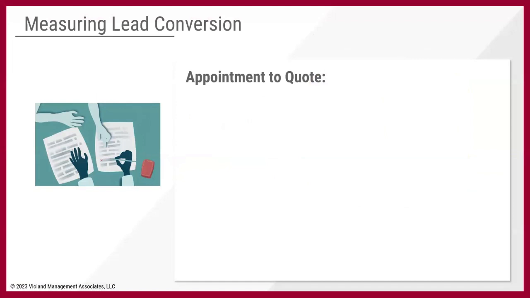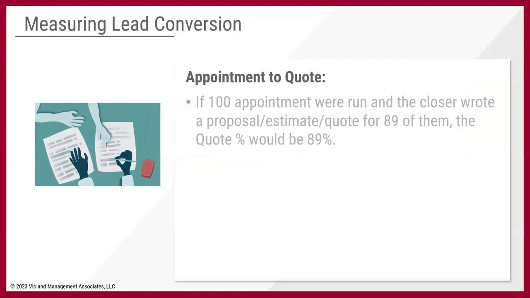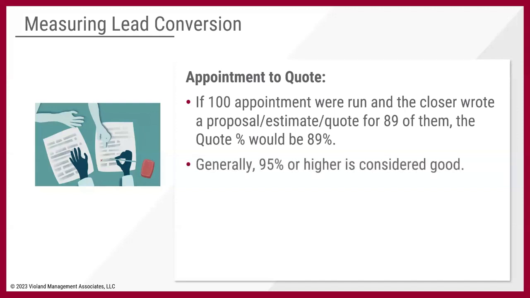So the first bus stop in that section is appointment to quote. If you had 100 appointments run and your salesman wrote quotes, estimates, proposals, whatever you call them, for 89 of them, then the quote percentage would be 89%. Generally, I think it should be 90%, and 95% or higher would be good.